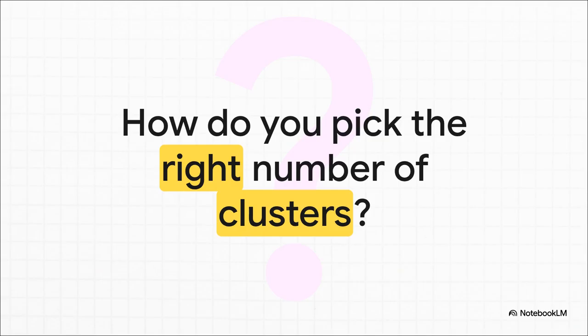So that leads to the million-dollar question, right? That K number, it's not magic. A person has to pick it. So how in the world do you know if you should be looking for 3 clusters, or 5, or 50? How do you pick the right number?